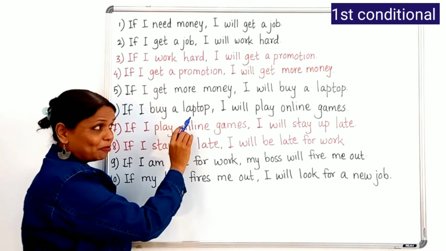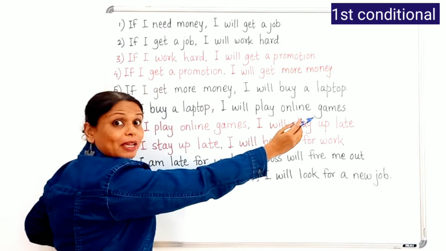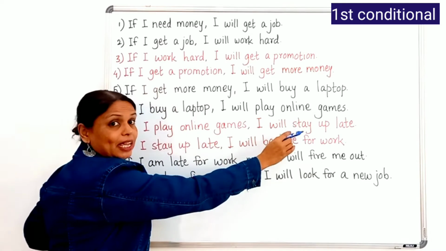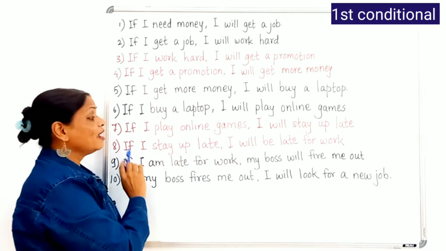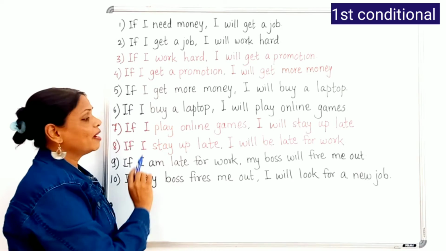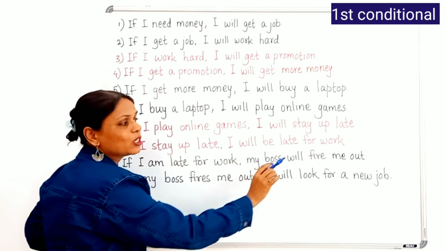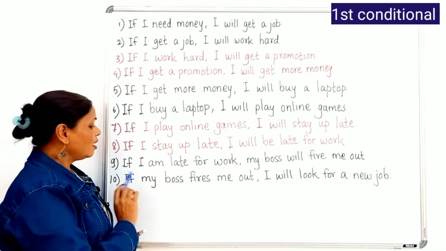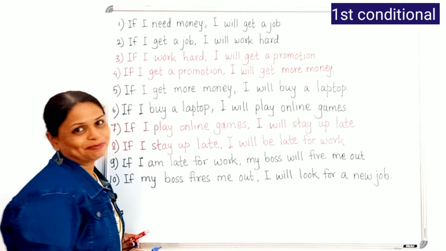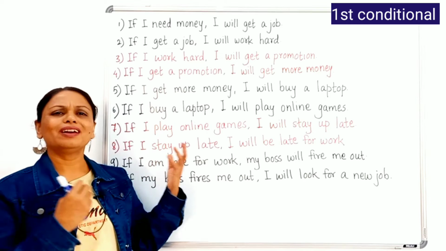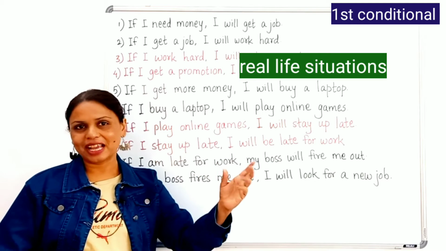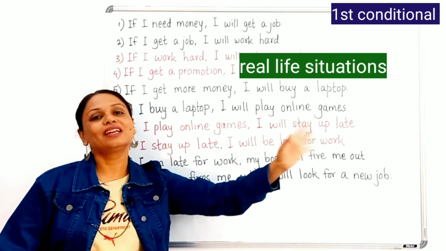If I buy a laptop, I will play online games. If I play online games, I will stay up late. If I stay up late, I will be late for work. If I am late for work, my boss will fire me out. If my boss fires me out, I will look for a new job. So these are all real life situations, real possibilities. If such and such thing happens, this and this thing will happen.